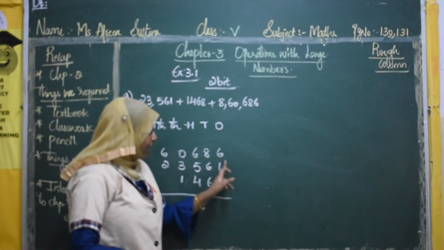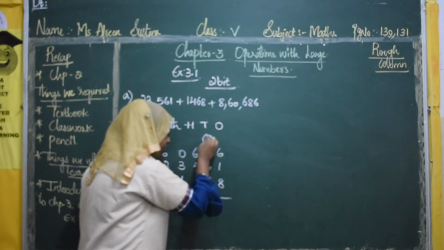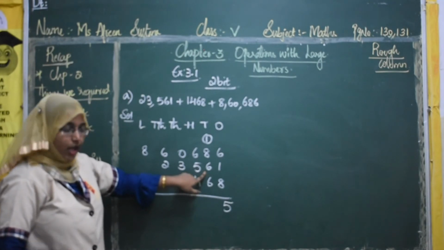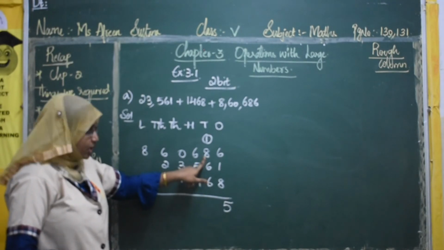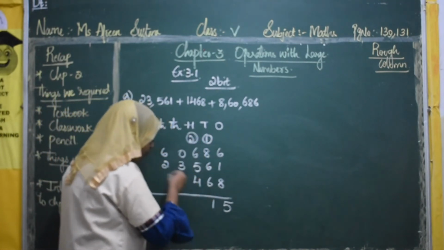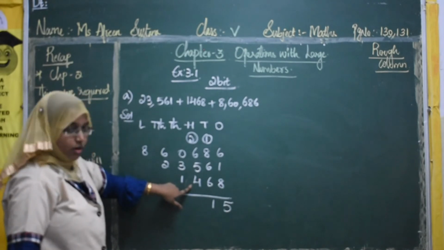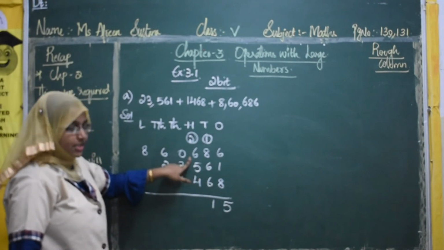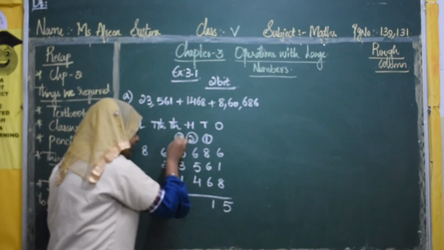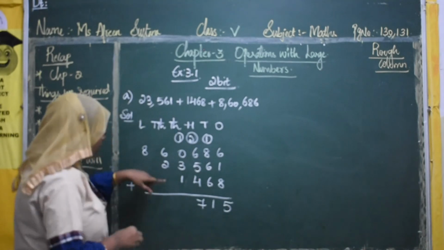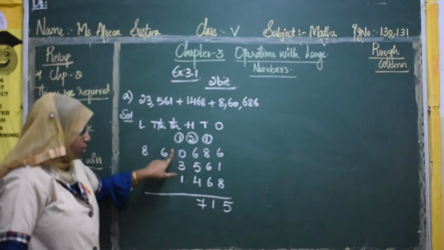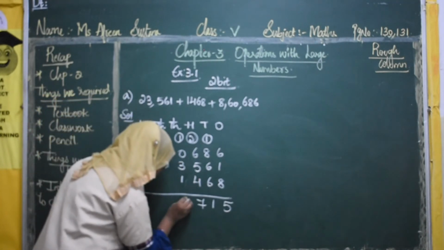Now let us start. 8 plus 1, 9. 9 plus 6 is 15. 1, 5. Next, 6 plus 6, 12. 12 plus 8, 20. 20 plus 1, 21. 5 plus 4, 9. 9 plus 6, 15. 15 plus 2, 17. 1 will be carried here. 7 down. 3 plus 1, 4. 4 plus 0, 4. 4 plus 1, 5.